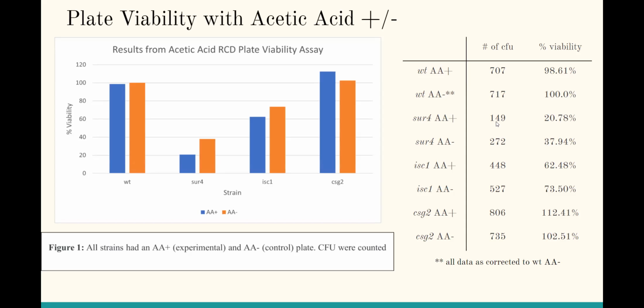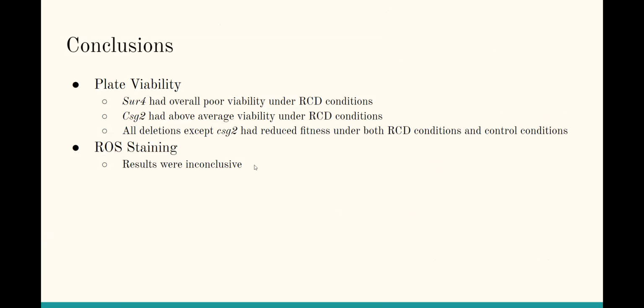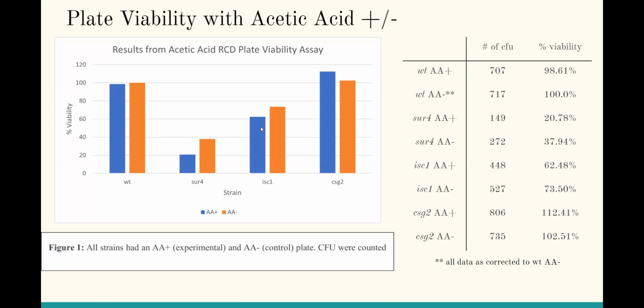What is interesting, though, is that we were also able to see that CSG2 had increased viability under both conditions as compared to our control. You can see that here, if there were supposed to be 717, we had above that number in both acetic acid plus and minus for CSG2. And then all of our deletions, except for CSG2, obviously, have reduced fitness under both regulated cell death conditions and control conditions. You can see that if this is 100%, these are significantly lower, SIR4 being by far the lowest. And then even wild type induced with acetic acid had a slight reduction in viability.